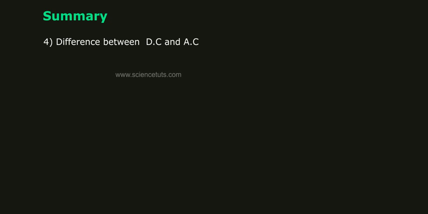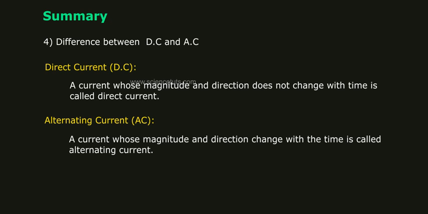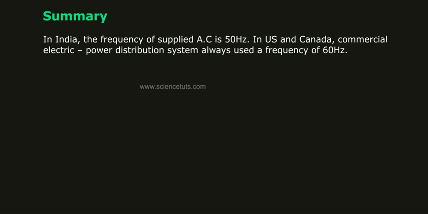4. Difference between DC and AC. Direct current, DC: a current whose magnitude and direction does not change with time is called direct current. Alternating current, AC: a current whose magnitude and direction change with time is called alternating current. The frequency of DC is 0. In India, the frequency of supplied AC is 50 Hz. In the US and Canada, the commercial electric power distribution system always uses a frequency of 60 Hz.